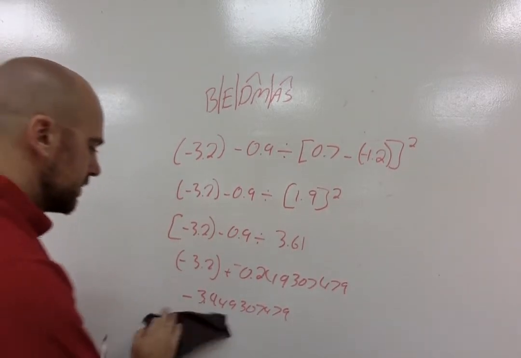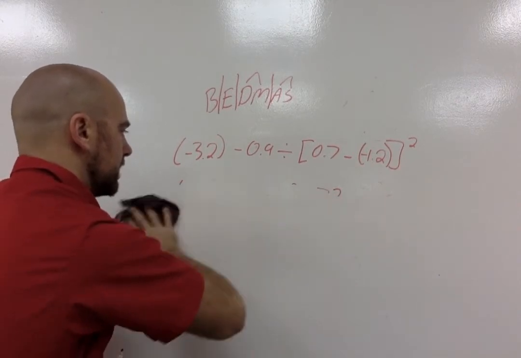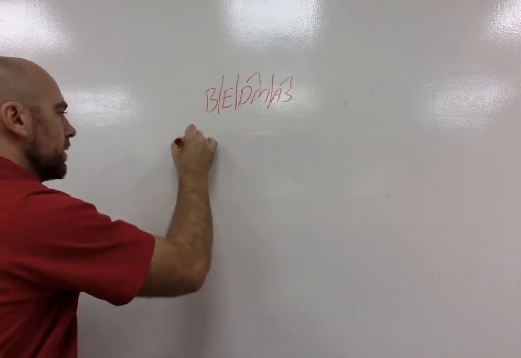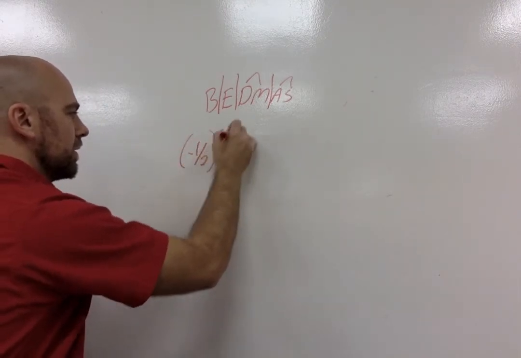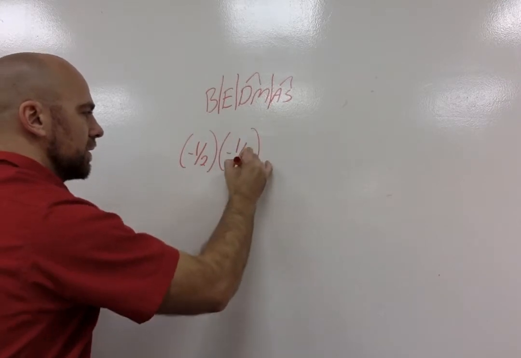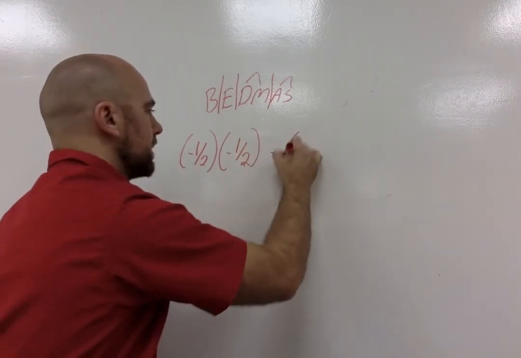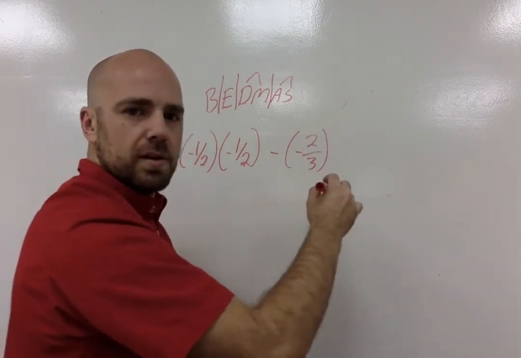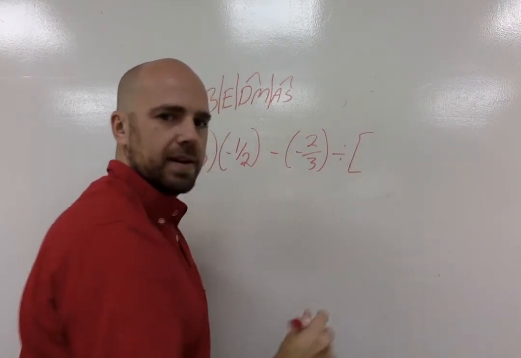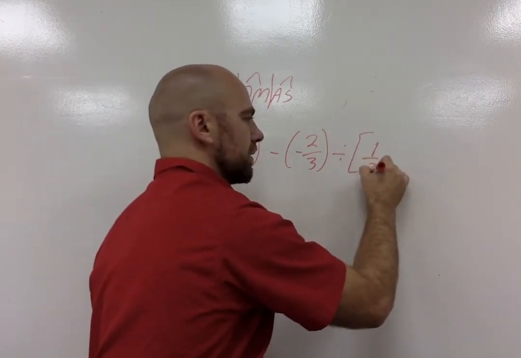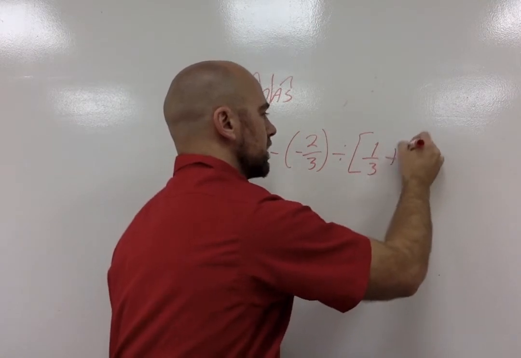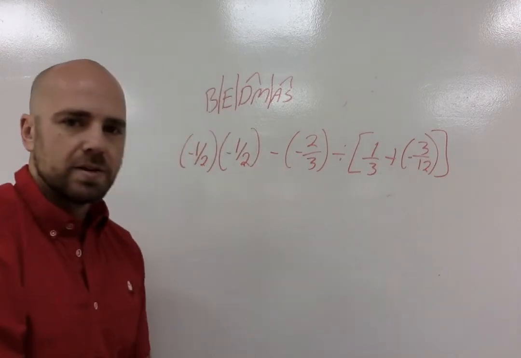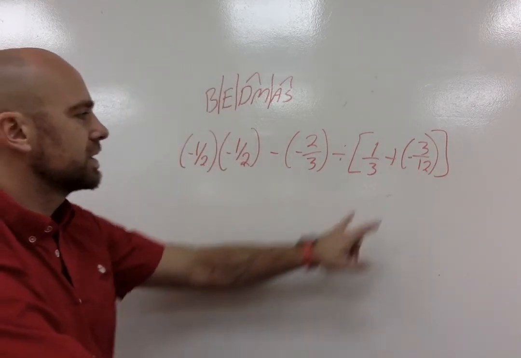We'll do this one here. Okay, so we're going to go negative 1/2 times negative 1/2 minus negative 2/3 divided by, and then in our brackets, 1/3 plus negative 3/12. All right. So following my order of operations, I have to do my brackets first, which is this.